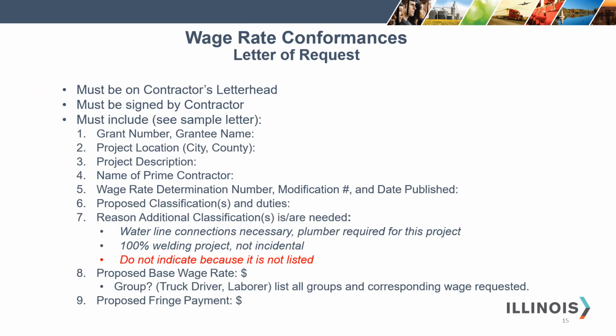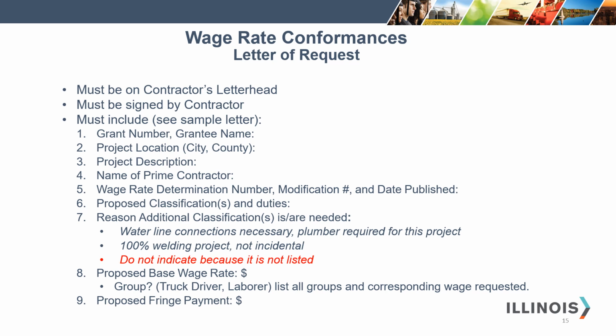The letter of request for wage rate conformances must be on contractor's letterhead and signed by the contractor. The letter must include the grant number, grantee name, and project location, including the city and the county. It must include a full project description and the name of the contractor. The wage rate determination number, including the modification number and date published, and the proposed classifications and duties. Please include all group classifications in the same manner as was listed on the SF 1444.